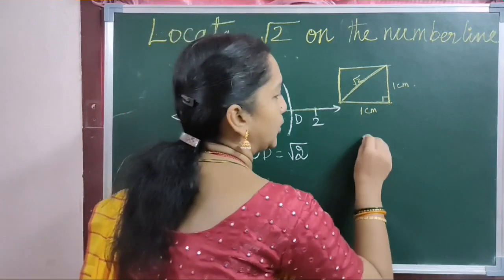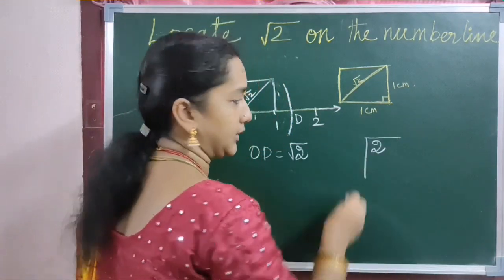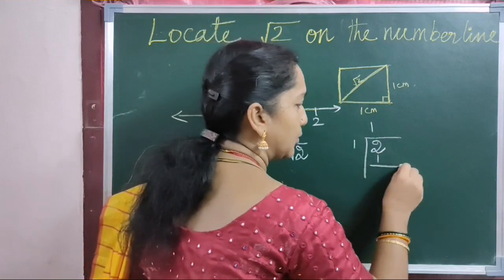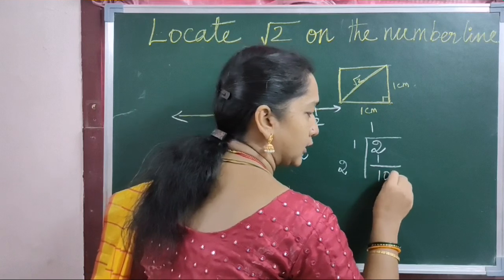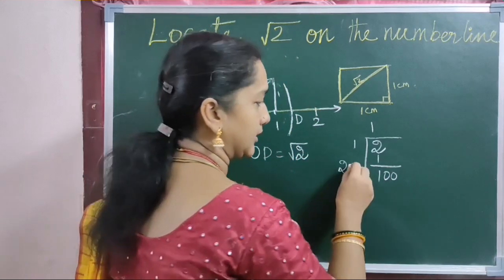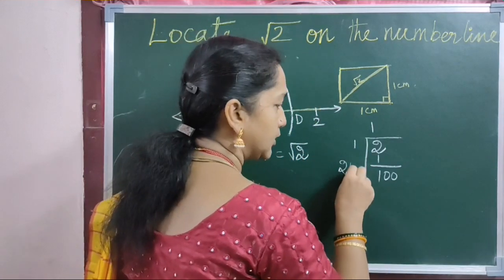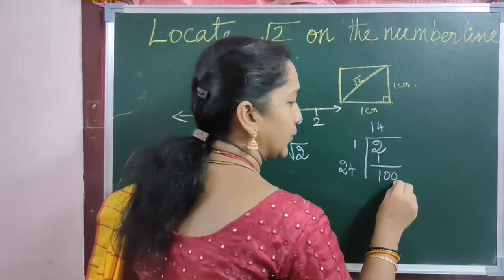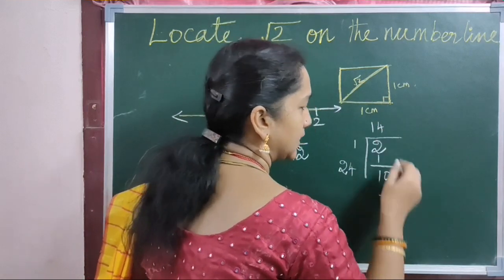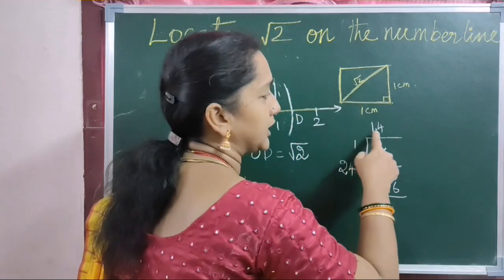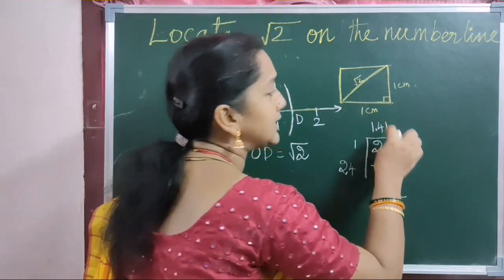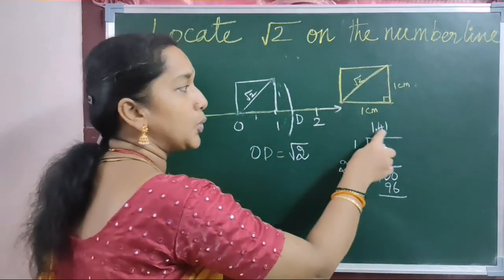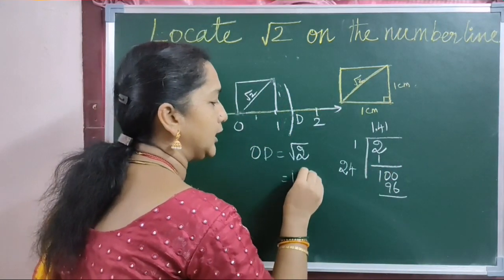Okay, so what is root 2? You know how to find the square root of that. 1 ones are 1, 1. Then 2. Then you take 2 numbers here, 2 zeros here. These things you know already. So 4, 4 fours are 16, 96. So 1 point. After that point only you will keep 2 zeros. So 1.41 something you will get.